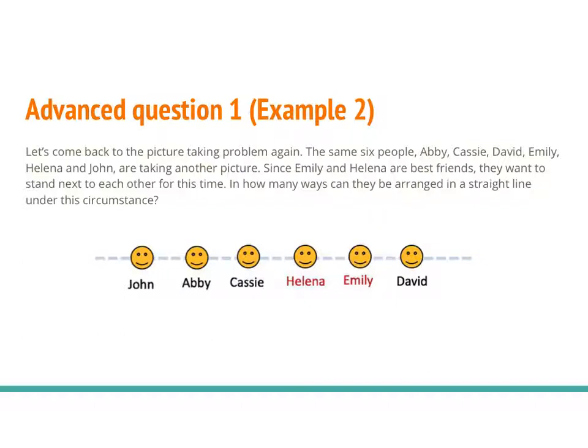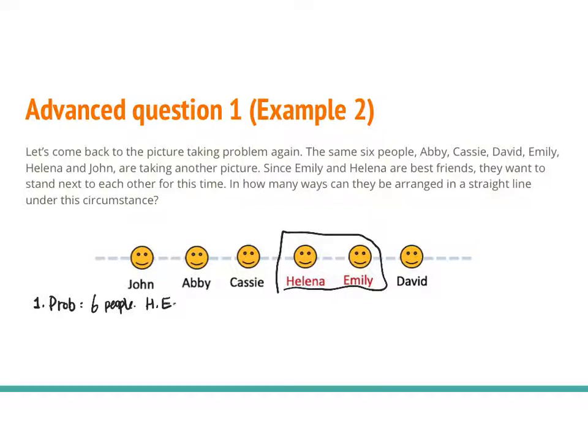Okay, I suppose you already thought it through, so now I will tell you how to solve this problem using the metacognition strategy we introduced before. So the first step is to identify the problem type. Now we have 6 people, and Helena and Emily want to stay together.